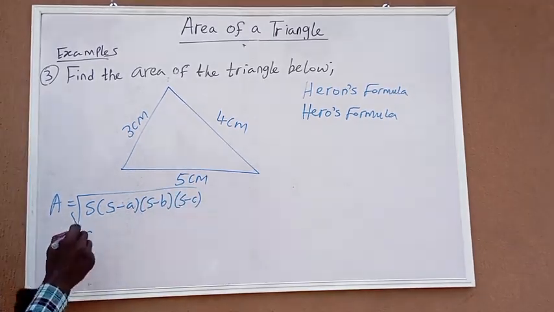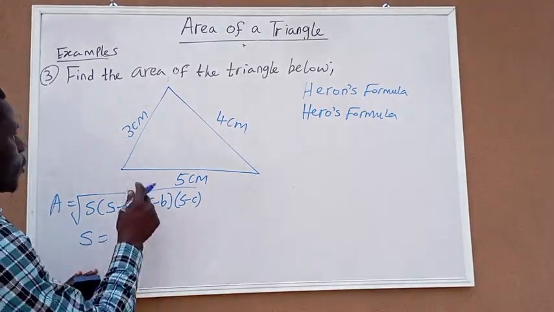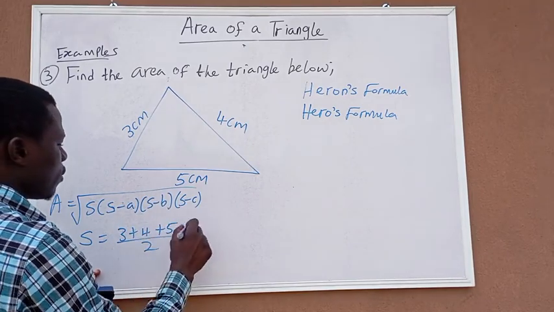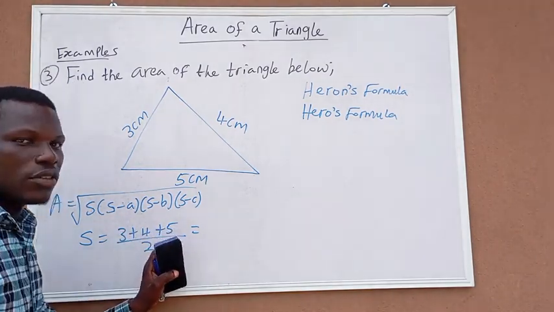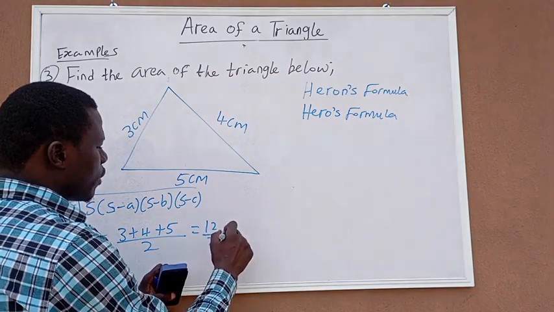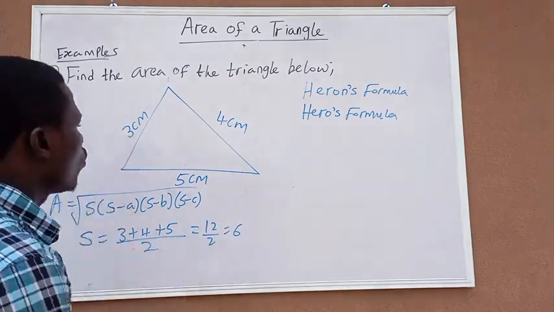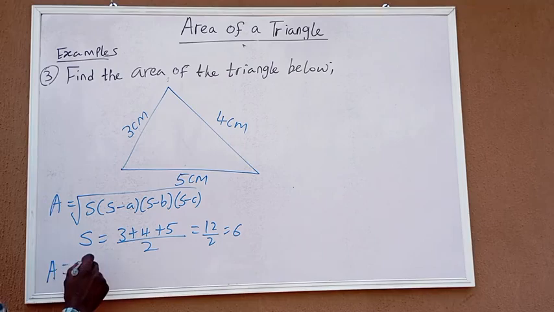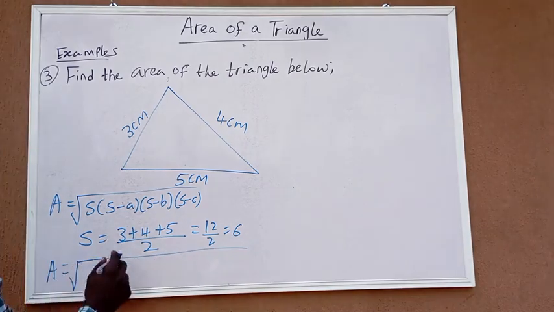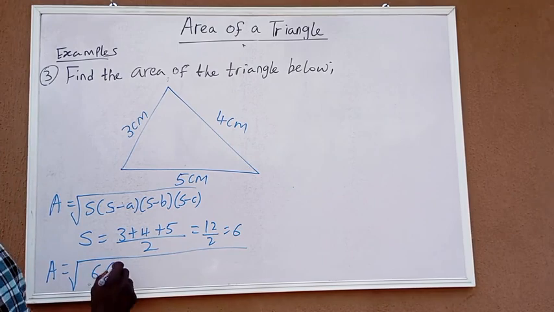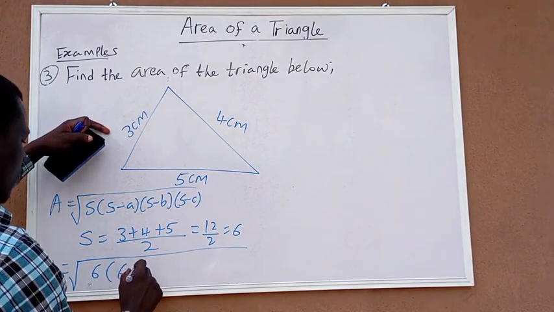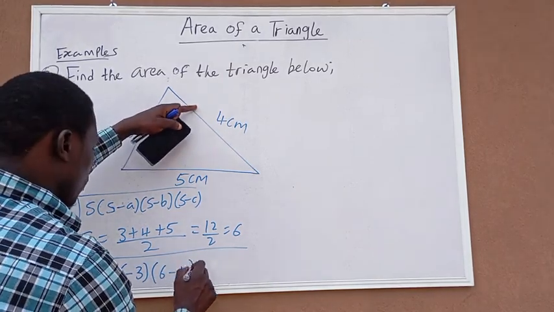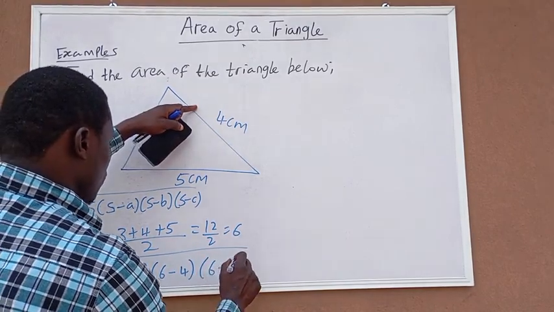I told you must start by getting the semi-perimeter, which means you add all these three sides: 3 plus 4 plus 5, and divide the result by 2. When you add all of this, you get 12. And 12 divided by 2 is 6. So I would go back here to say that A is the square root of 6 into bracket 6 minus, I'm taking it in this order, 3, 6 minus 4, and then 6 minus 5.